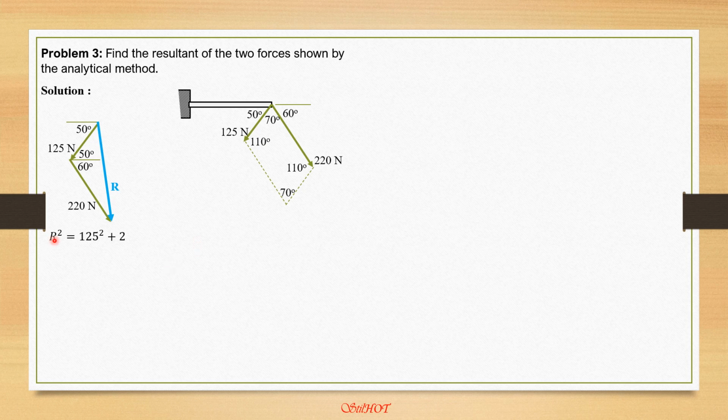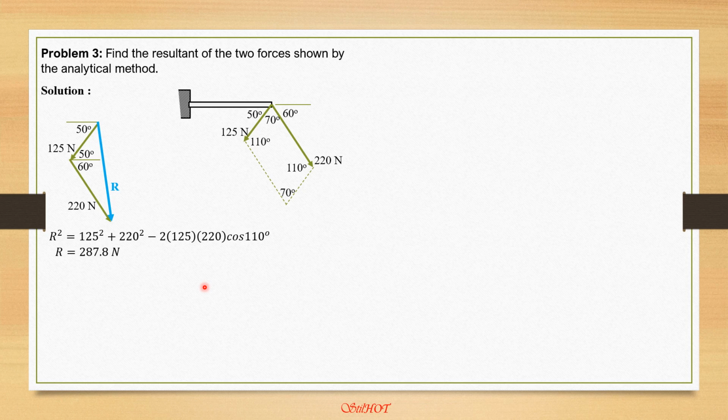By cosine law, R square equals 125 square plus 220 square minus 2 times 125 times 220 cosine of 110 degrees. Using your calculator, this is from this triangle here. This angle is 110 degrees, 50 plus 60. This is the side opposite to 110. So by cosine law, it is the square of the first side plus the square of the second side minus twice the product of the first and second sides times the cosine of the angle, which is 110. So R is 287.8 Newtons.